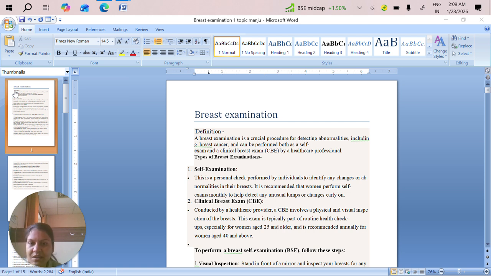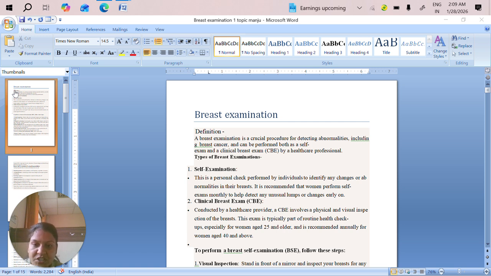Then, types of breast examination: self-examination. This is a personal check performed by an individual to identify any change or abnormality in their breasts. It is recommended that women perform self-examination monthly to detect any unusual lump and change early on.